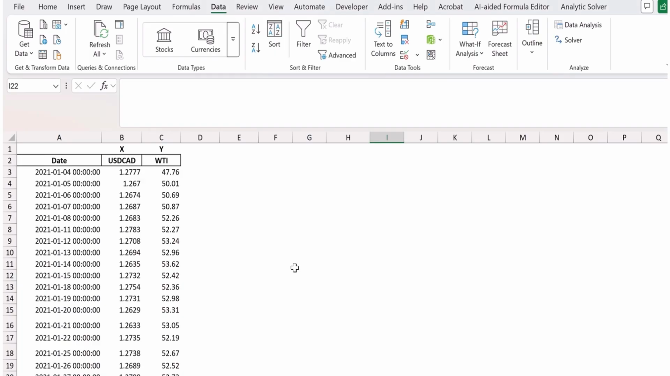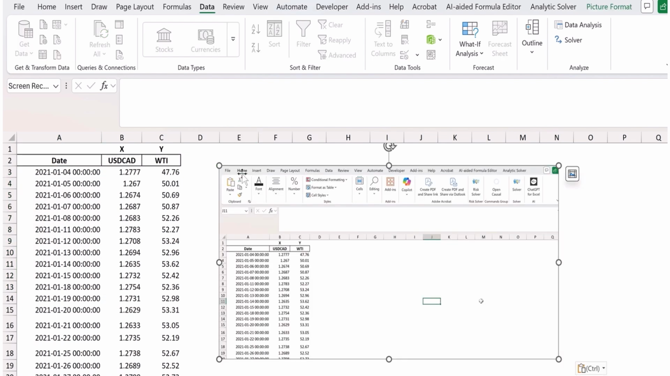In our previous lesson, we compared the relationship between GDP growth rates percentage-wise and vacancy rates percentage-wise, but we used only 9 samples, so the results were not statistically significant. So on this occasion, we will analyze the relationship between the US dollar and Canadian dollar exchange rate and WTI crude oil prices using daily data and a simple linear regression framework.